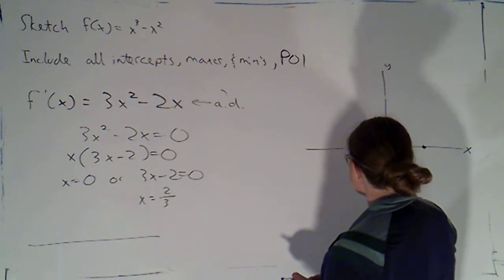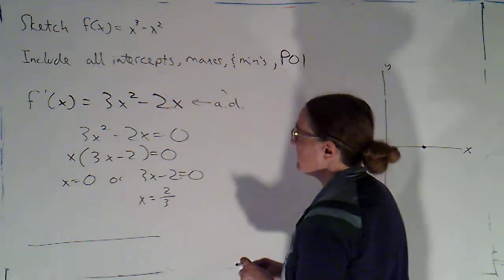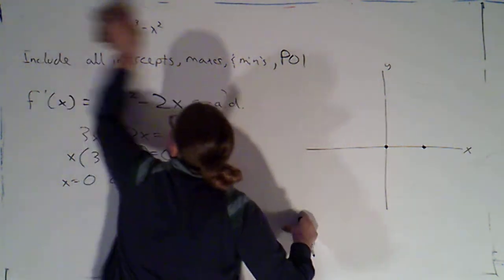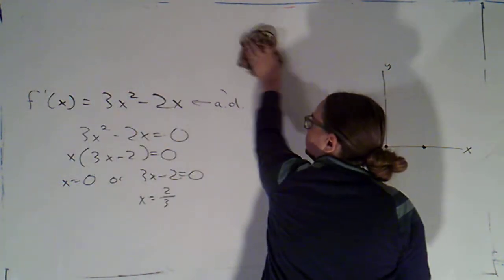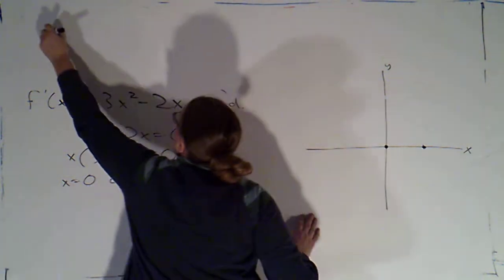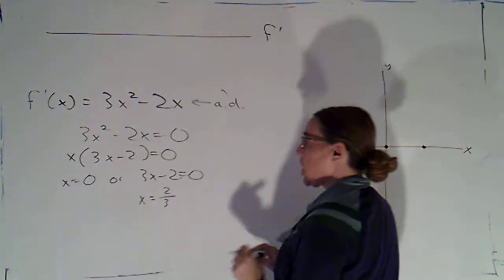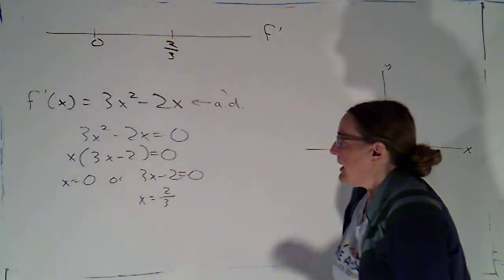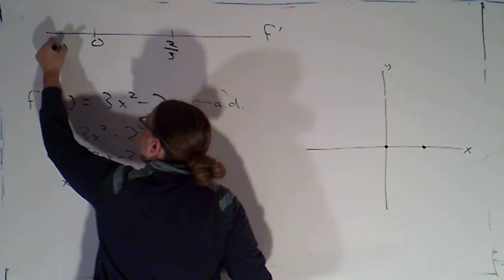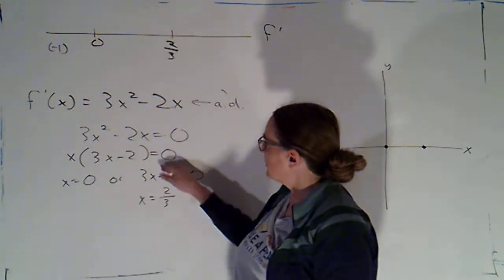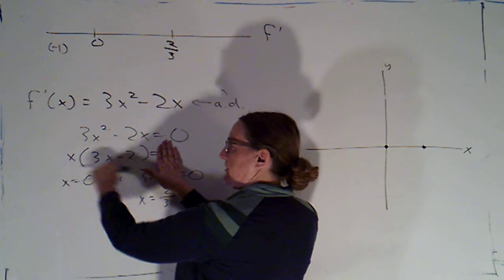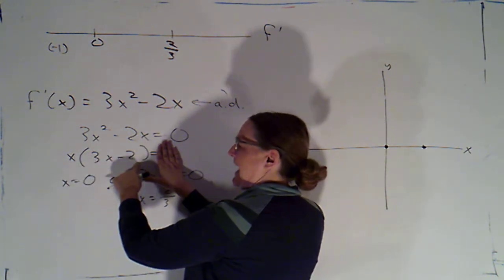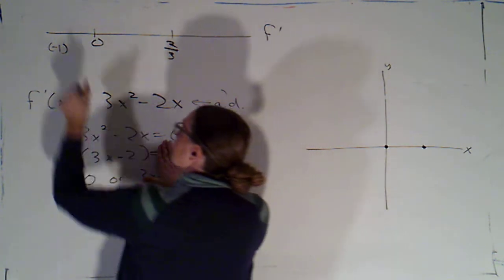I actually want to be able to keep my number line, so I'm just going to erase the problem and draw it up here. This is my number line for f prime. I'm marking off 0 and 2/3. For a number smaller than 0, I'm going to try negative 1. Looking at the factored form of the derivative, I'm going to get negative. This would also be negative, because this would become negative 5. A negative times a negative is positive.